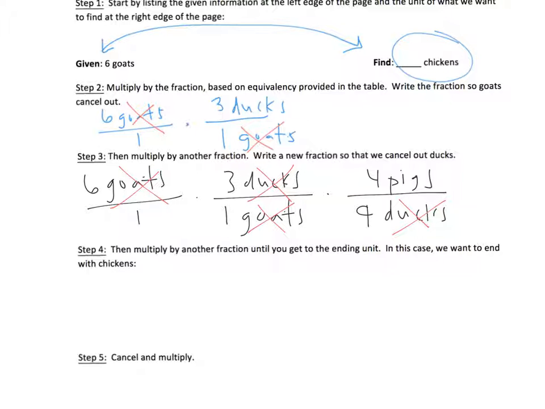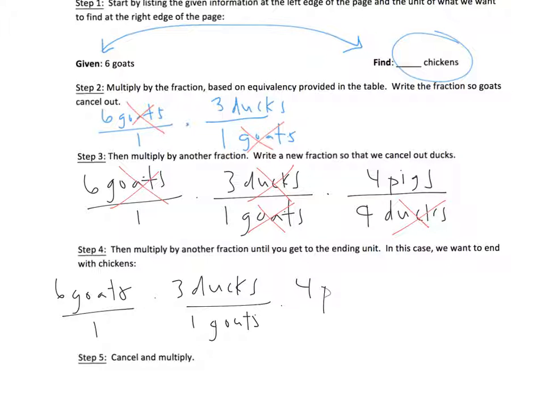So step 4, multiply by another fraction so now we can get to our ending unit. So again, we started with our 6 goats, and I'll just rewrite this for this example, times 3 ducks over 1 goat times 4 pigs over 9 ducks. And all these canceled out, right, because they were cross products.